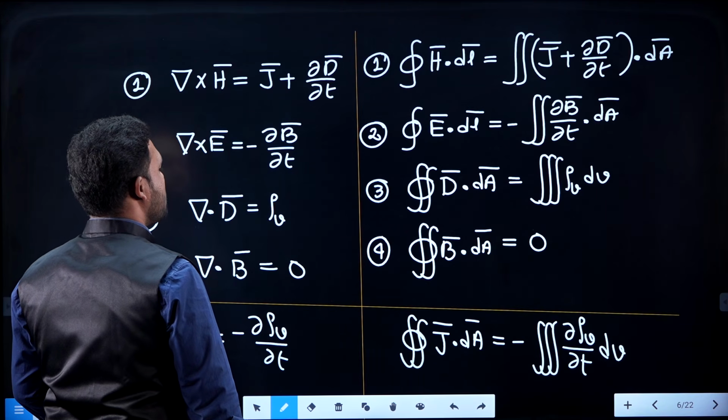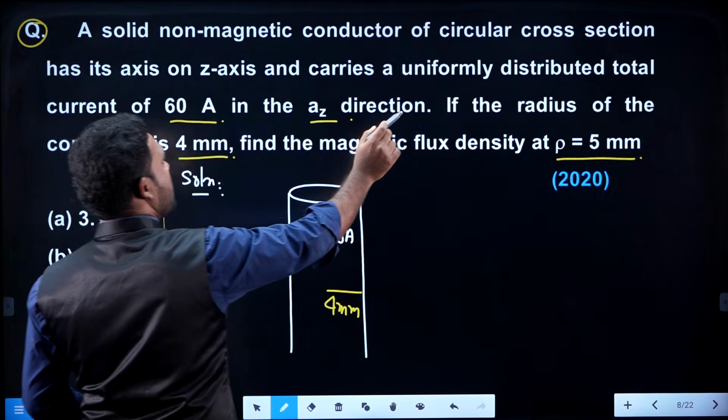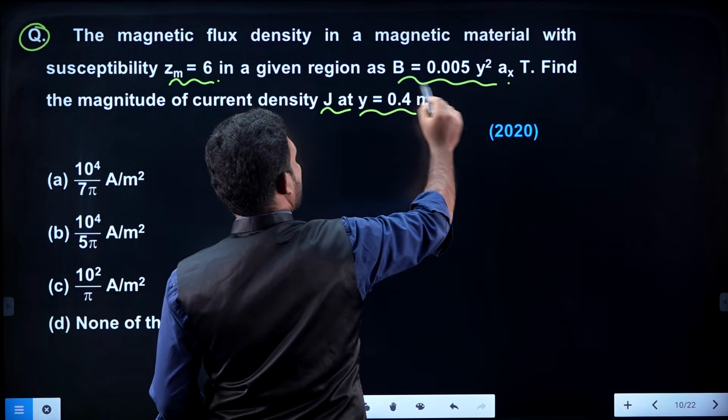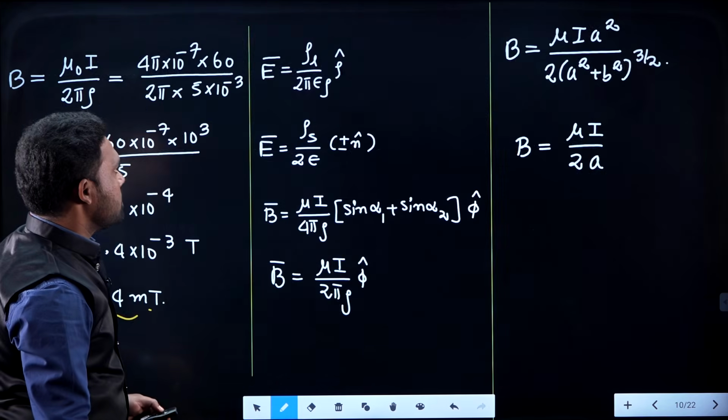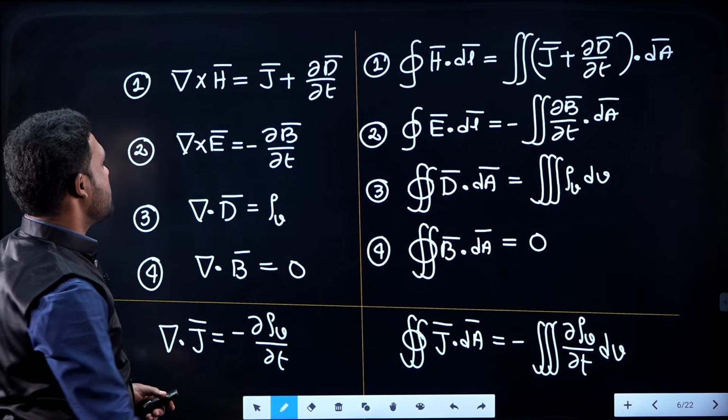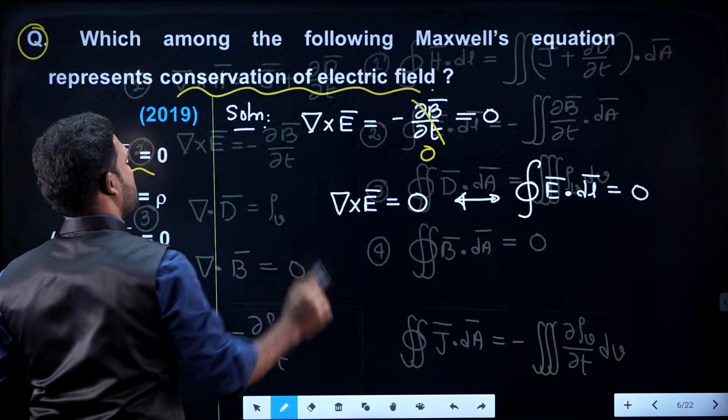So, again this is based on Maxwell's equation. Here the magnetic field is not dependent on time, it is only dependent on space. So, how do you find its corresponding current density? You have to make use of this one.